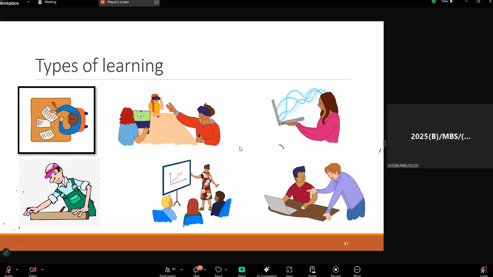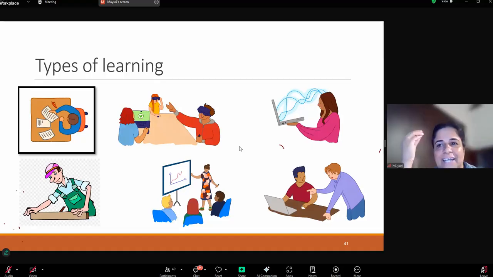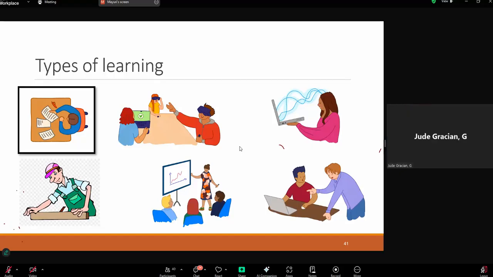Observing seniors. What is the method called? There's a particular nice word for that. Hands-on training? Hands-on training.